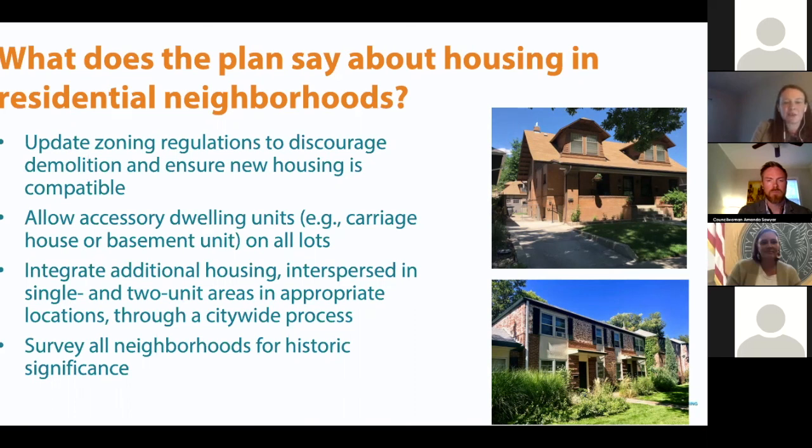Allowing accessory dwelling units, which you might think of as a basement unit or a house or a unit over your garage, on all lots throughout the East area. In addition to that, integrating additional housing, so you could think of a duplex, a triplex, a row house, interspersed through our single and 2 unit areas and in appropriate locations. We're recommending doing this through a citywide process, and the plan provides guidance for that process about what things should be considered as we look to implement that recommendation.